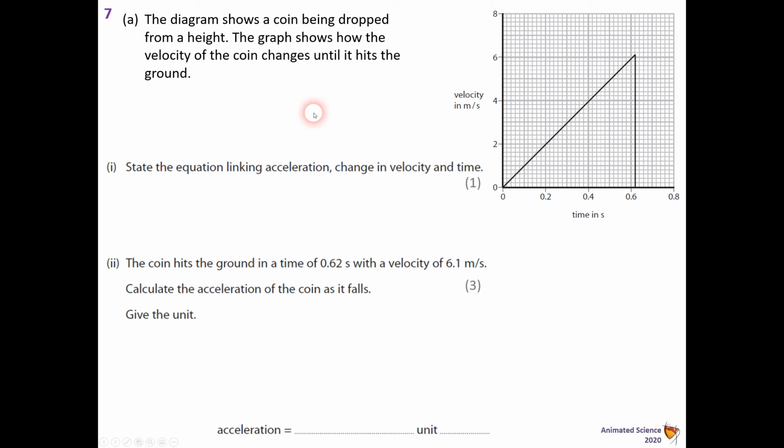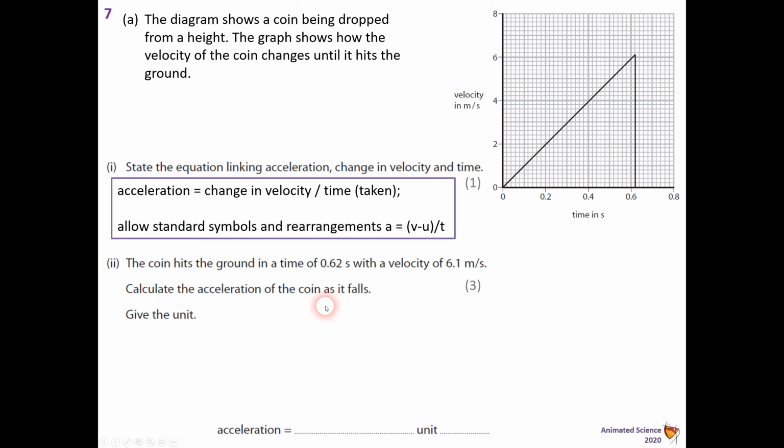Really important to see that change there. Change in velocity, and not just velocity, because clearly if it was a formula, it would be a is v take u, final take initial. Very important to get that in. So the coin hits the ground in a time of 0.62 seconds and with a velocity of 6.1. So that's just literally on the graph in front of you.